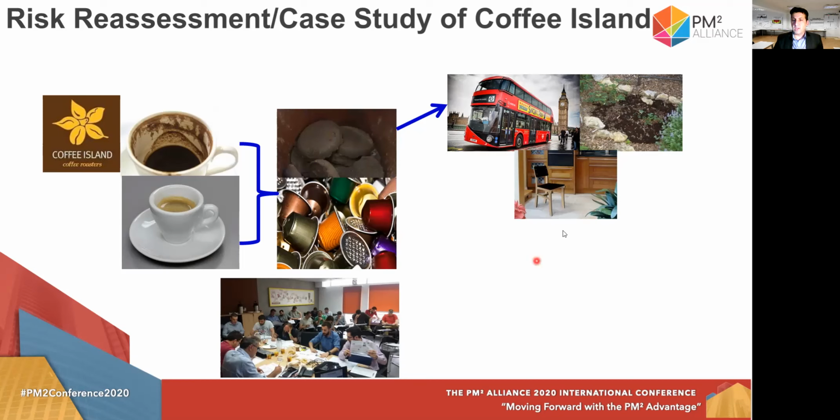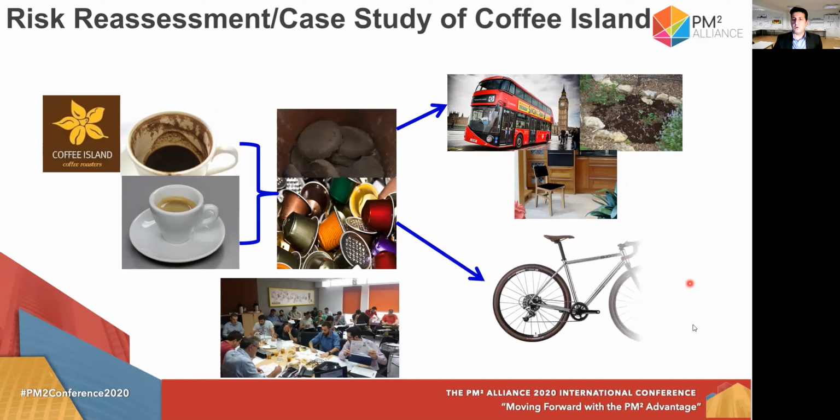Or with some other companies, they are using used coffee grounds in order to restore furniture. On the other hand, the aluminum from the capsules is collected and used in order to produce bicycles that are lighter in weight but stronger. You can use them even in mountains without having any problems.